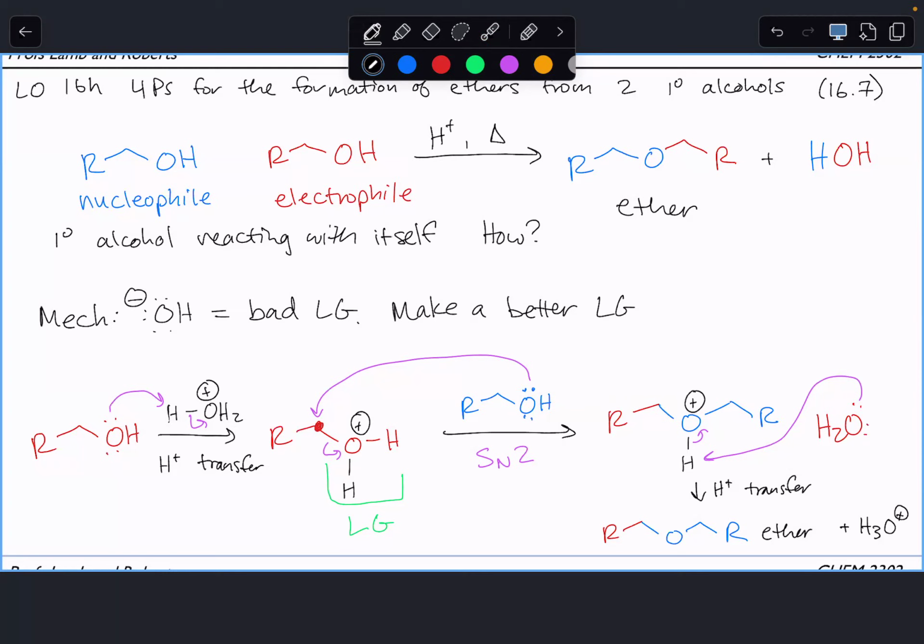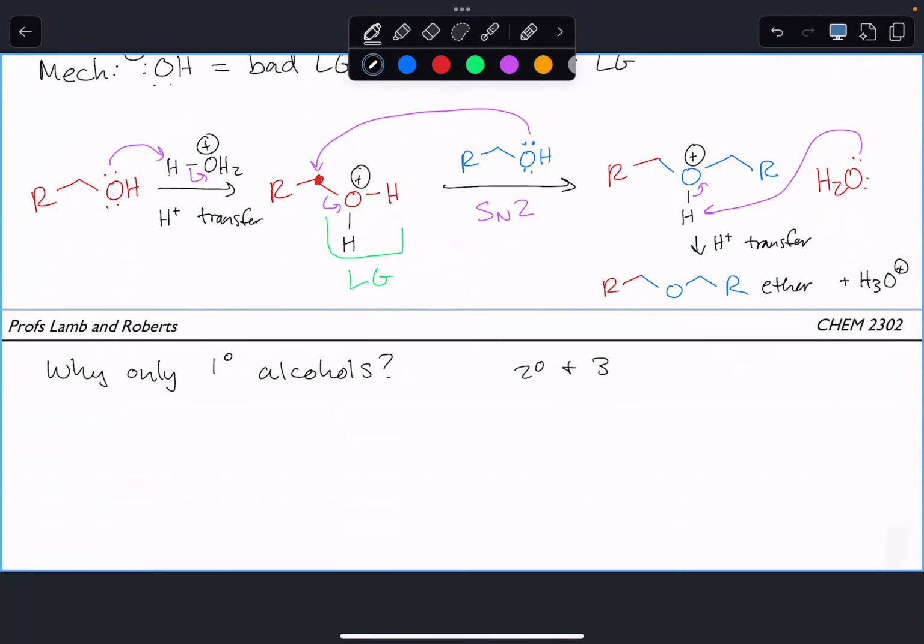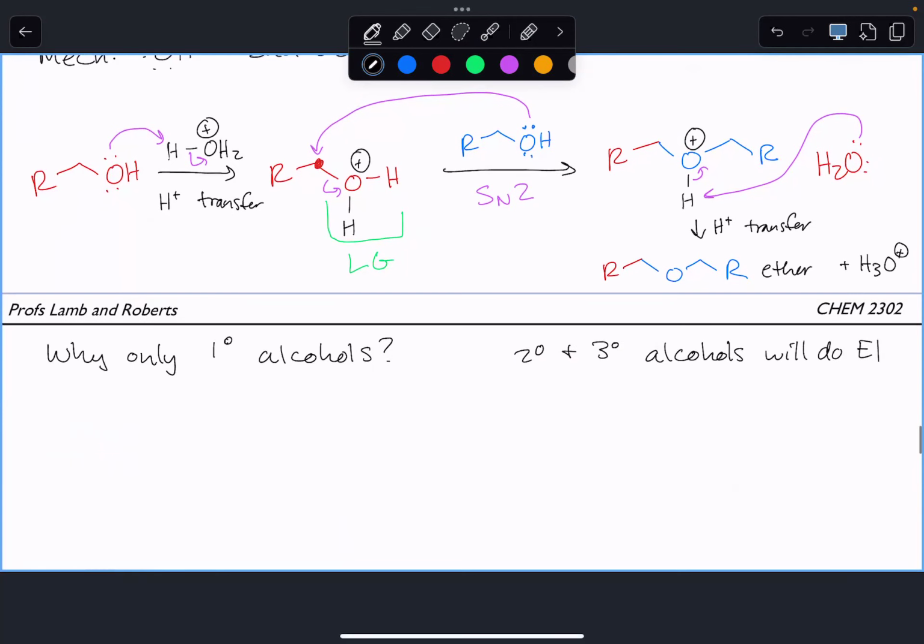All right, let's look at some examples, or actually, why is this only primary, right? So we specified this must be primary, so why is that? This is very, very important. You can't just do this with any alcohol. So why only primary? I said that E1 is going to come back. That's because secondary and tertiary alcohols will do E1 instead. Because that first step of the mechanism is the same, you're set up for both. So again, acid, heat.